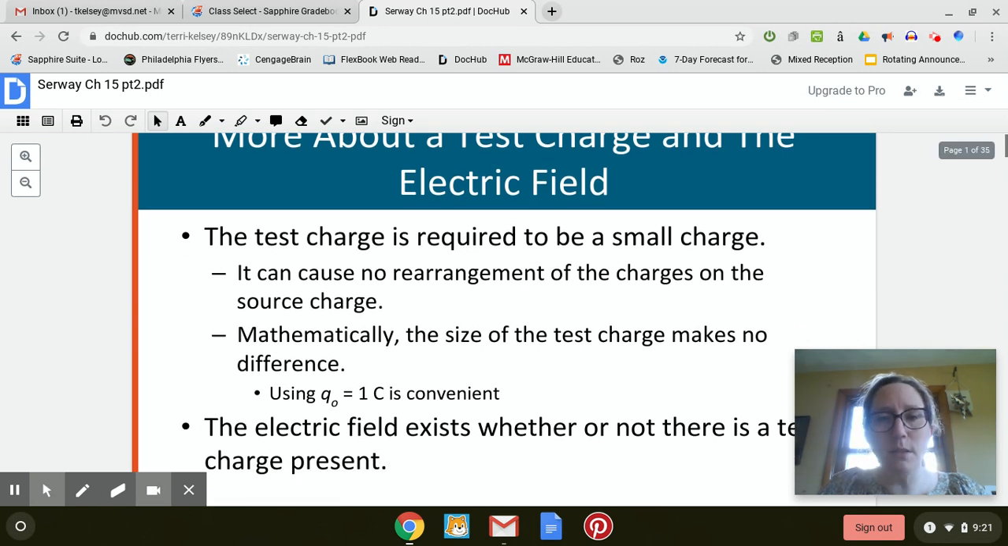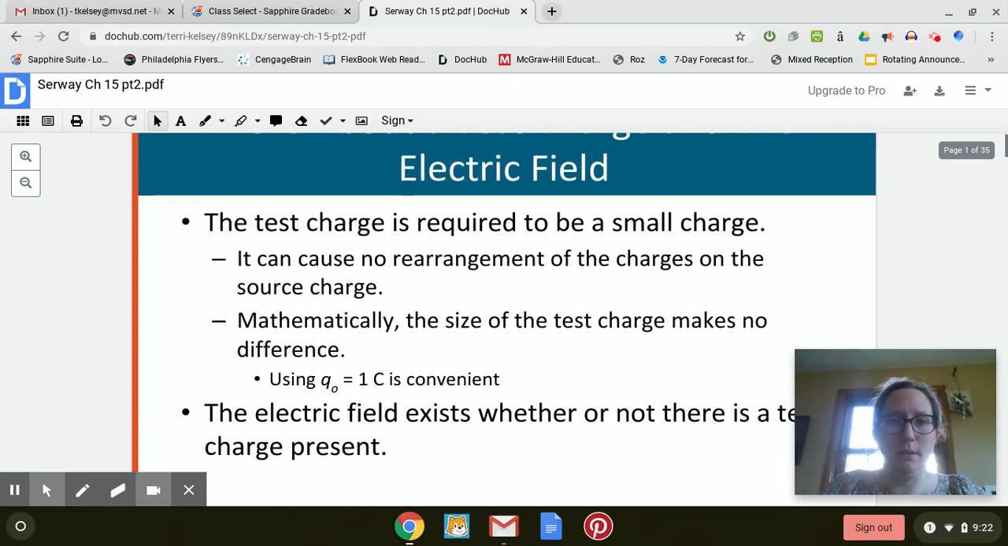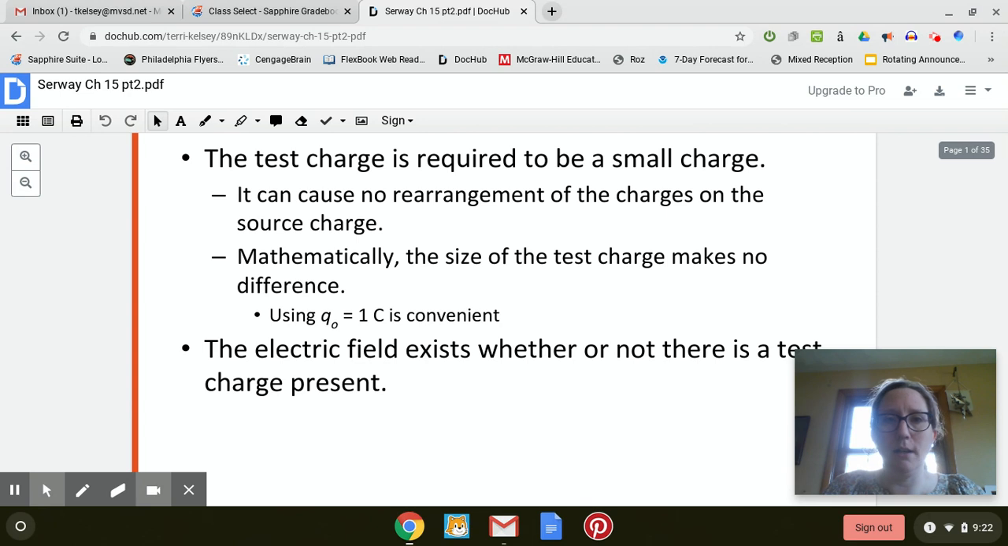We left off with field. So electric field again is the area around a point charge or an object that the charge affects. Electric field, capital E, is a vector.